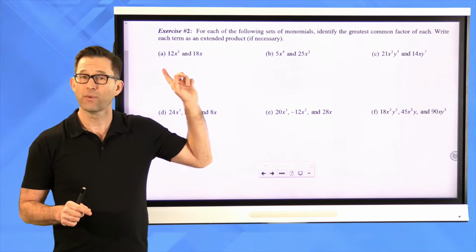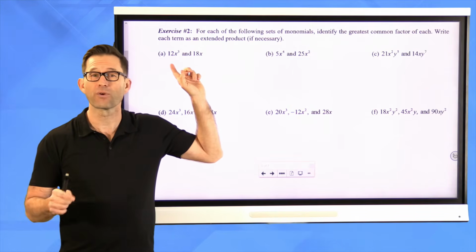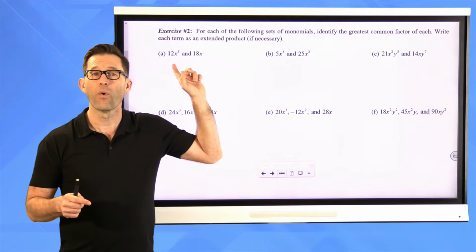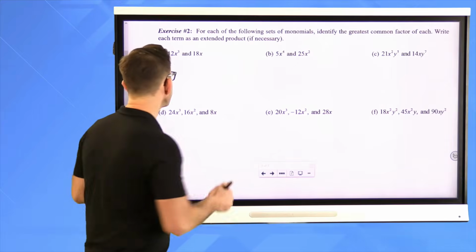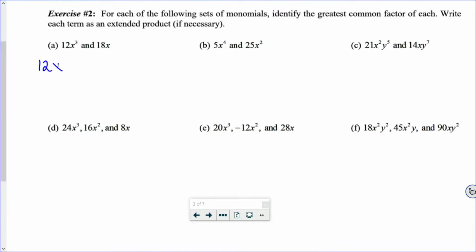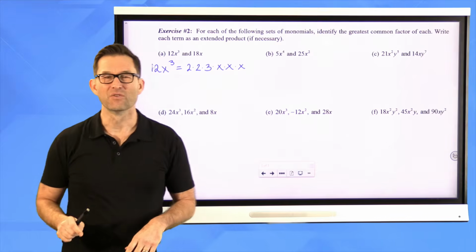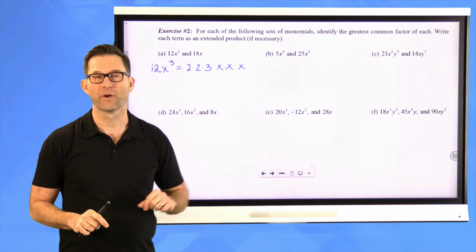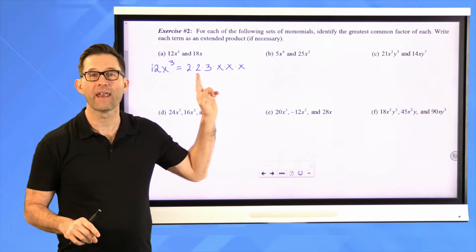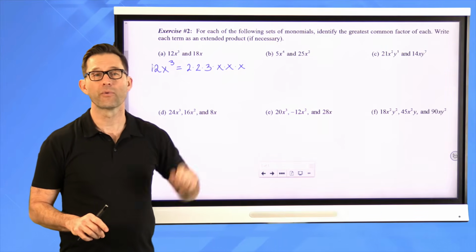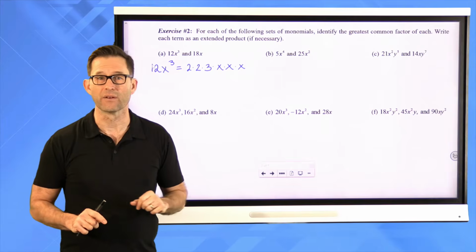So 12 is actually kind of an interesting number because it's 4 times 3, and then 4 is 2 times 2. So 12x cubed is going to be 2 times 2 times 3 times x times x times x, right? So 12 is 2 times 2 times 3, and there's nothing we can do to factor that anymore because 2, 2, and 3 are all prime numbers. That's as good as we can do.